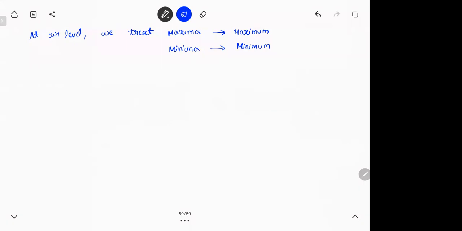So that way, now let's see how to find this maximum and minimum. Let's see if you have a function like this. Let's talk about maxima first.